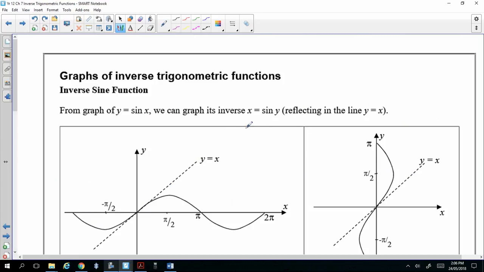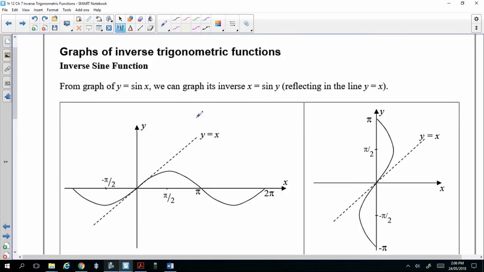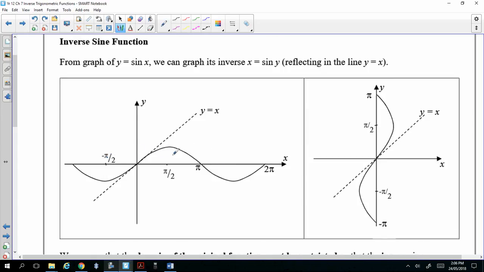All right, so as you can see from before, the sine function doesn't have an inverse. Why doesn't it have an inverse? Because it is not what? Not a one-to-one function. Very good. You have to use the keyword one-to-one. So it fails the horizontal line test. So if I draw a horizontal line, it will cut more than once. So it doesn't have an inverse.